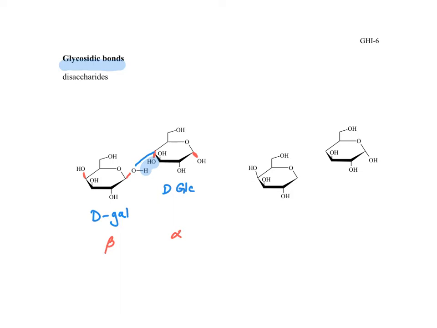Now, remember, this bond was above the ring. That's what made it beta. And that means the oxygen that is still part of that sugar is above the ring still. Now remember also that this alcohol was below the ring. That's what made it glucose instead of galactose. And it is still below the ring. It's just we've removed one of those oxygens and we are now sharing one oxygen between these two sugars.